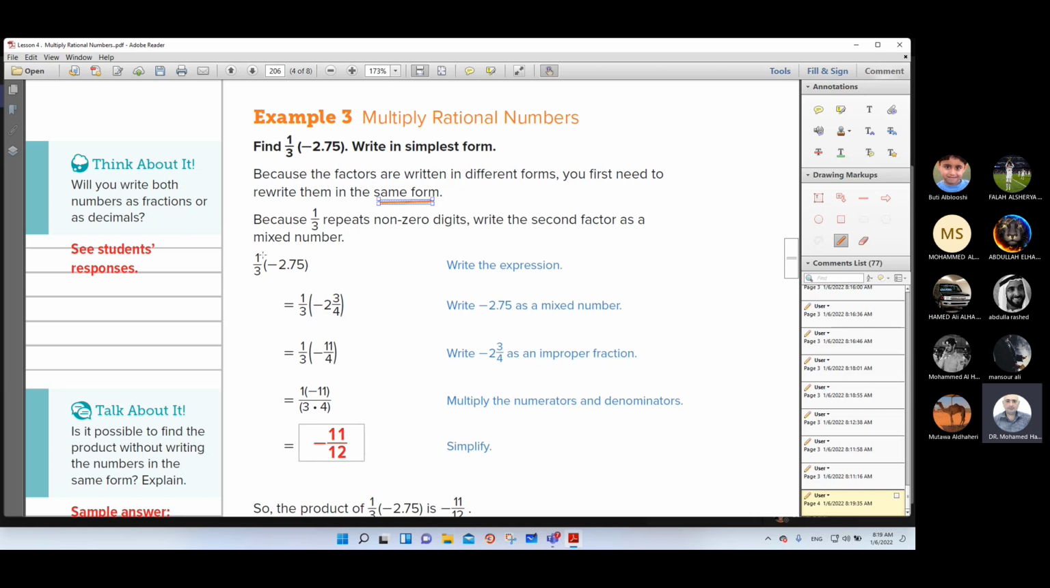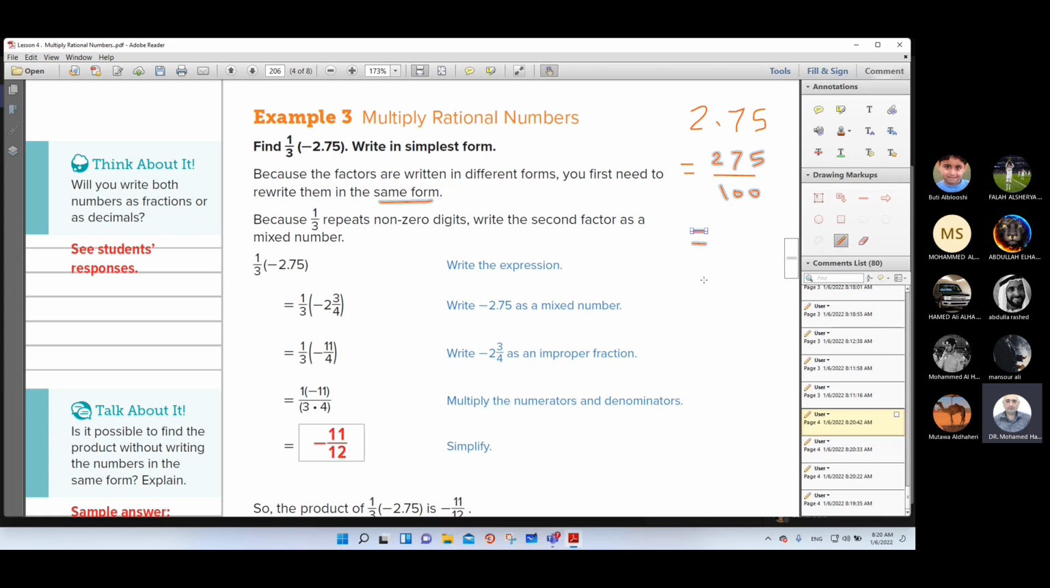So keep the same fraction 1 over 3, then change the decimal number to the mixed number or to the fraction. So how to convert or change this decimal to the fraction? 2.75 means 275 over 100, because the point here is after 2 digits. Then you can change it to the mixed number, or you can do simplest form.